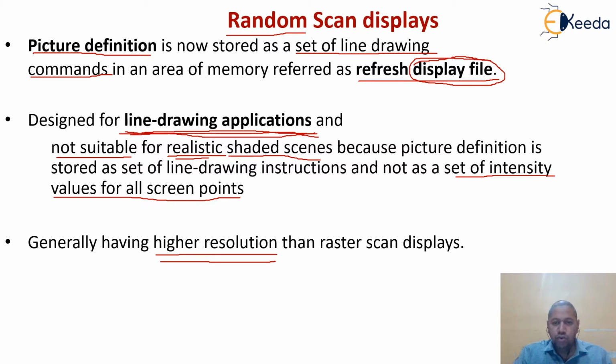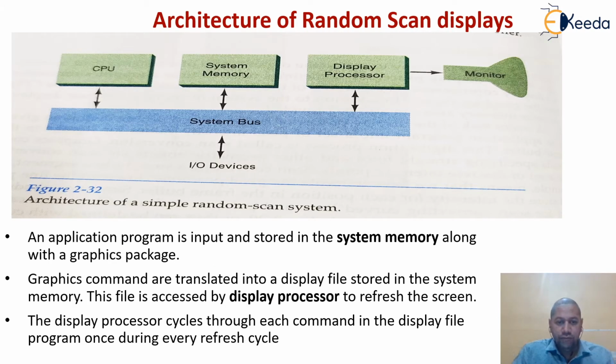Okay, as we have learned the architecture of the raster scan display, now we are going to learn the architecture of the random scan display. So I'm moving to the next slide. We have seen that the architecture diagram of the raster scan display is very complicated. We just saw that diagram; it has many different components and elements. But the architecture diagram of the random scan display is very simple.